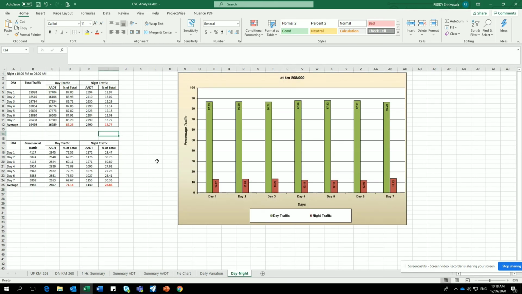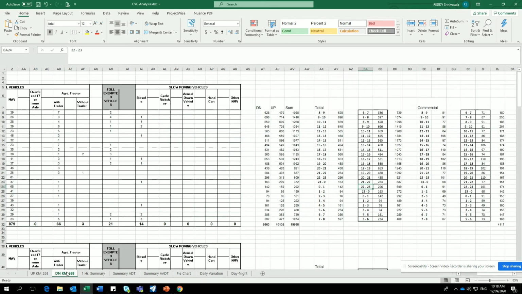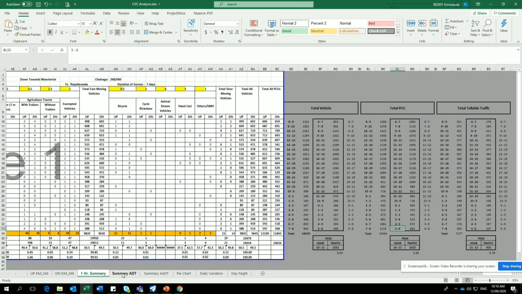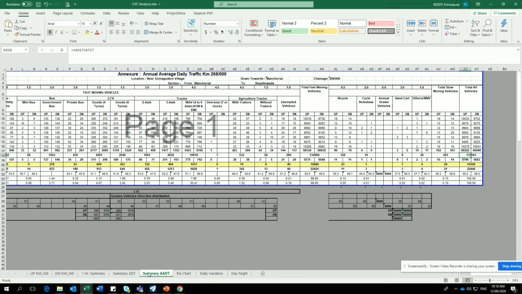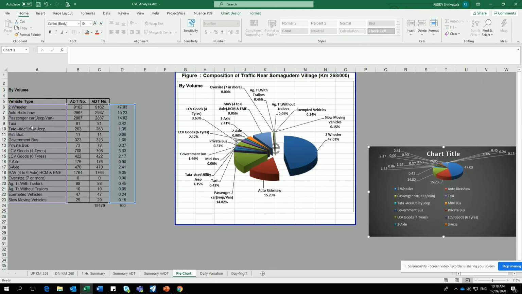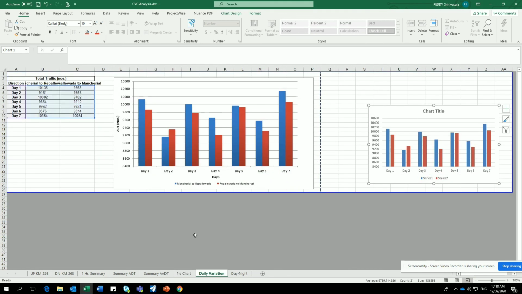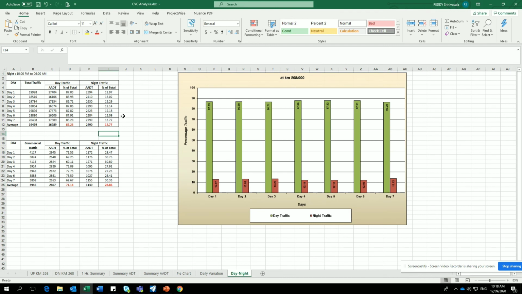I hope you understood the concept. First you have to create direction wise, then the 1 hour summary, after that the summary ADT. Then multiply with the seasonal correction factor and you will get the ADT. Then the pie chart, very simple. Then the daily variation, day wise variation. Then the day and night traffic variation. That's it. These are the things we keep in a traffic report.